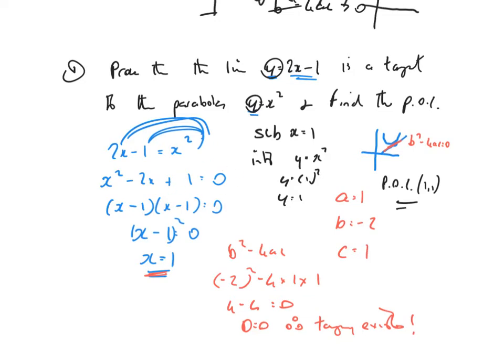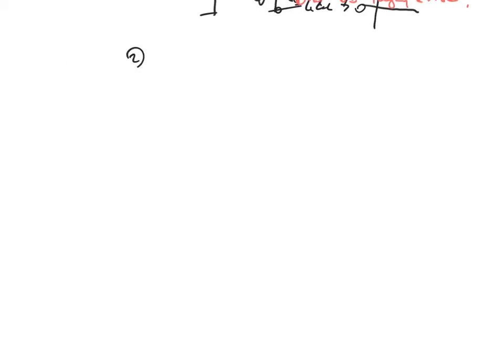Factorise it to get x equals 1 from the point of contact. I then identify A, B and C and put that into the discriminant. I calculated that to be 0, which means the tangency exists. I then get the x coordinate and sub it back into one of the equations for y. It doesn't matter which one because I'll get the same result, and that will give me my point of contact, which is (1, 1).